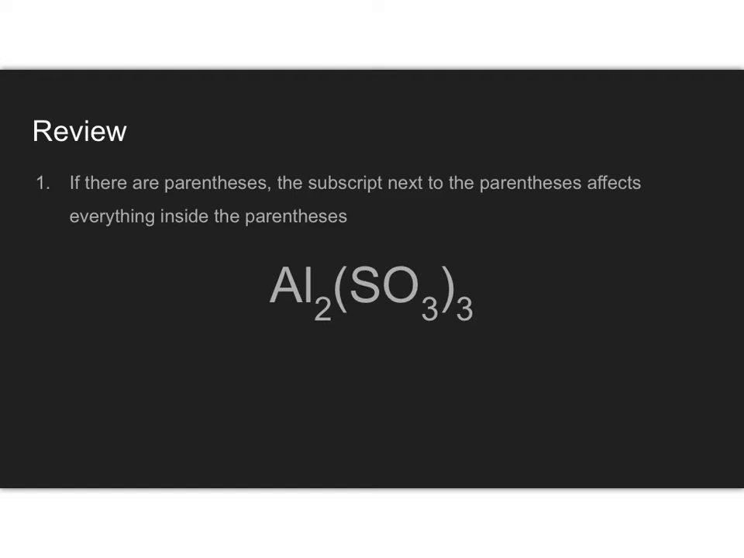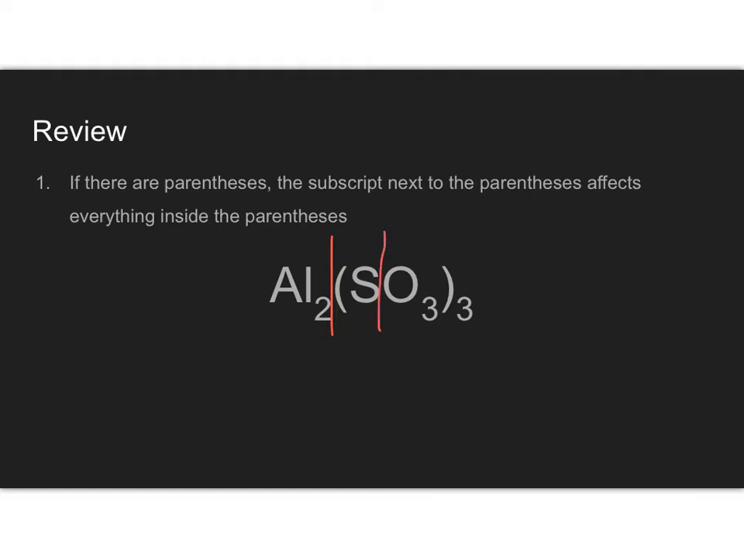Then when you have parentheses, that changes the effect of the subscript. The parentheses creates a group, and the number next to the parentheses affects everything in that group, but nothing outside the parentheses. So let's take a look. How many atoms of each element are there in this formula? Okay, well, we have to start by finding out what the different elements are. There's aluminum, sulfur, and then oxygen.